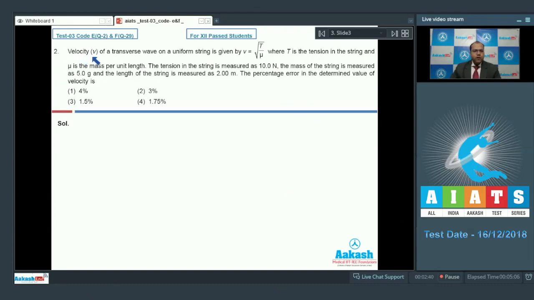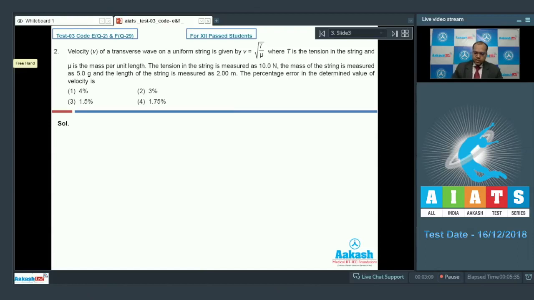In question number 2, velocity v of a transverse wave on a uniform string is given by v equal to under root T by μ, where T is the tension in the string and μ is the mass per unit length, that is m by l. The tension in the string is measured as 10.0 Newton, the mass of the string is measured as 5.0 gram, and the length of the string is measured as 2.00 meter. The percentage error in the determined value of velocity is.